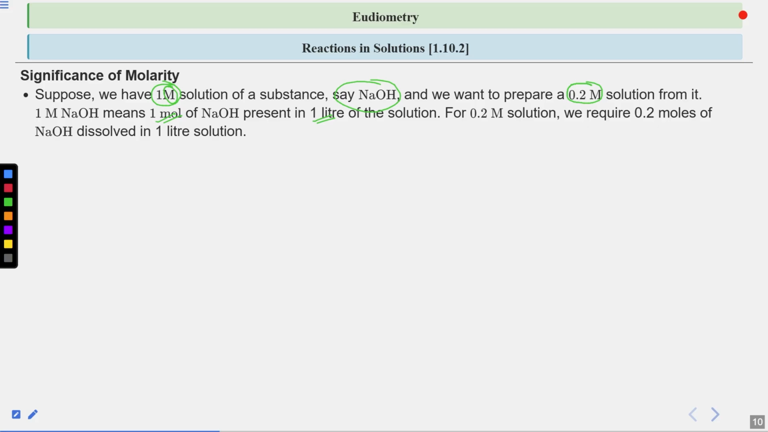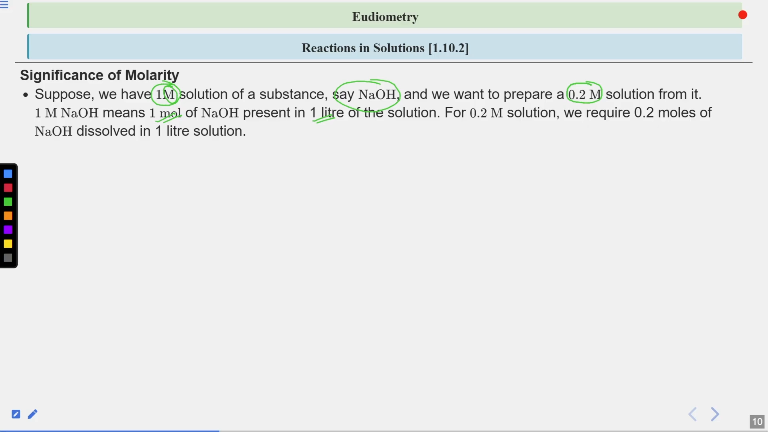Okay, so coming back to the point. We have two types of solution. We are dealing with the significance of molarity. First of all, you have to understand what molarity is. Molarity tells us the number of moles dissolved in 1 liter of solution. If a solution has a molarity of 1, then 1 mole of NaOH is present in 1 liter of the solution. Similarly, if I have 0.2 as the molarity, it means that 0.2 moles are present in 1 liter of solution.